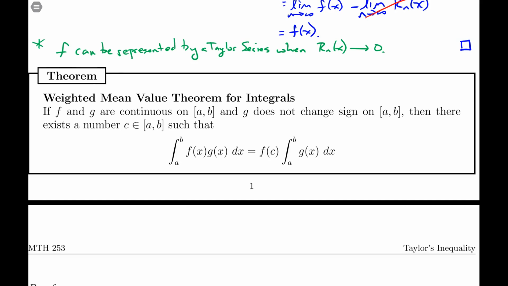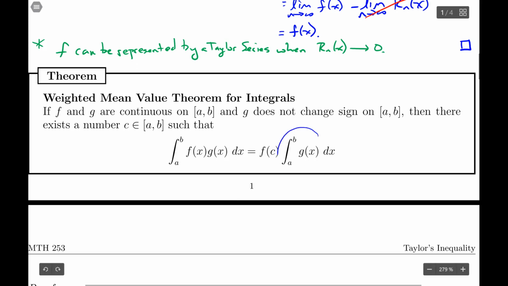Alright, so the weighted mean value theorem for integrals says, if we have these two continuous functions, f and g, and they're continuous on the closed interval from a to b, and g doesn't actually change sign on a to b, then there exists a number c somewhere in a and b such that when we integrate from a to b of f of x, g of x dx, we could actually have really just integrated g of x as long as we have some value that we just plug into f.